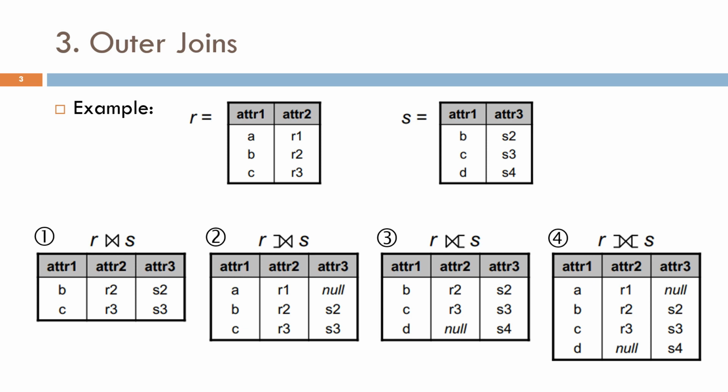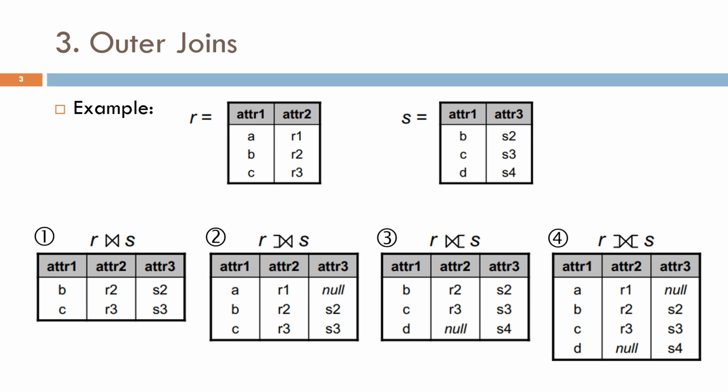The first tuple from R, A, R1, doesn't match any tuple from S, so attribute 3 is null. The second tuple from R, B, R2, matches the first tuple from S, B, S2, so attribute 3 is S2. The third tuple from R, C, R3, matches the second tuple from S, C, S3, so attribute 3 is S3.